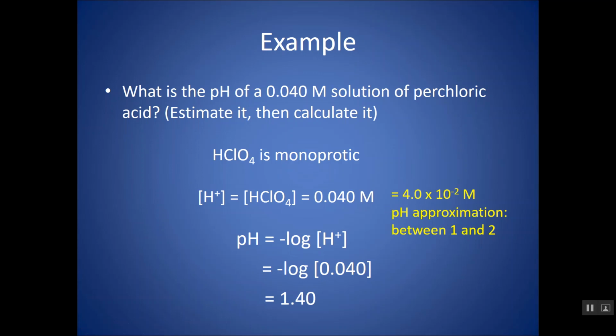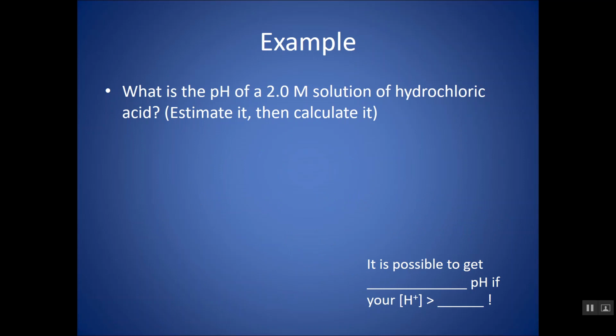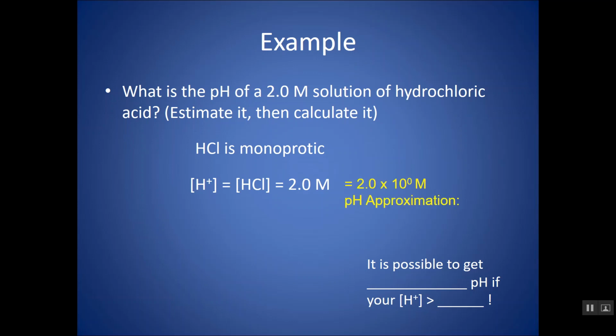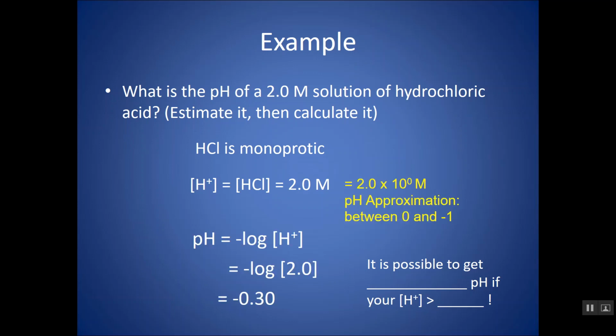So let's take a look at another problem. 2 molar hydrochloric acid solution. Okay, H plus is also 2 molar because HCl releases 1 H plus for every 1 HCl, and it 100% ionizes. And if I were to get the pH, I get negative 0.3. And my lesson here is just that it is possible to get a negative pH, and that will happen if you have an H plus concentration greater than 1 molar.